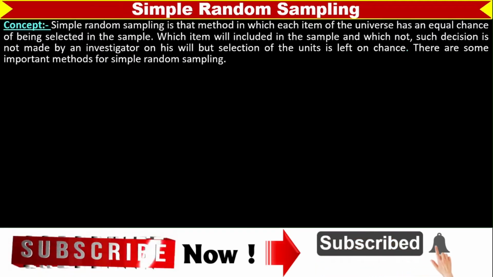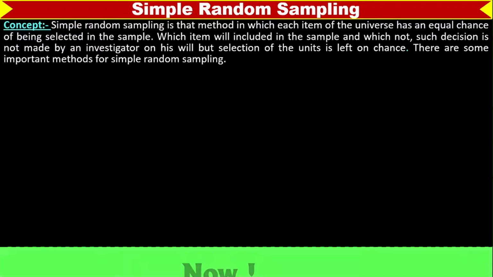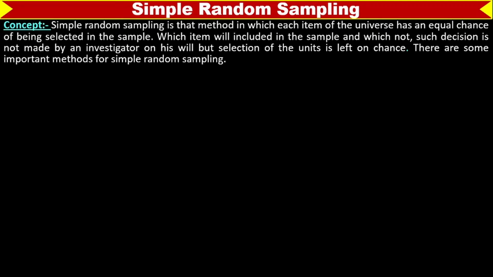First method is simple random sampling that comes under category of probability sampling. Simple random sampling is that method in which each item of the universe has an equal chance of being selected in the sample. Which item will be included in the sample and which not, such decision is not made by an investigator on his will, but the selection of the unit is left on chance. And there are some important methods for simple random sampling.